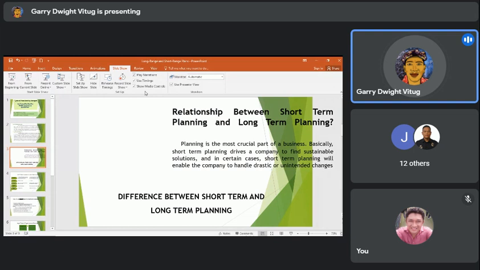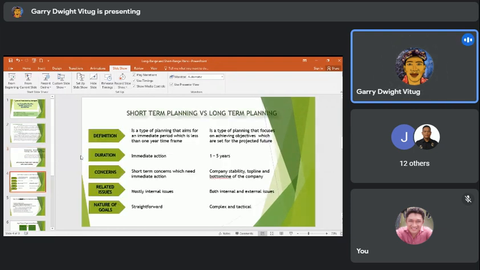So what is the difference between the short-term planning and the long-term planning po? So ito po yun. By definition po, short-term planning is conducted for immediate or short-term concern and its outcome is expected in less than a year or less than 1 year's time po. So on the other hand, long-term planning po drives the organization or company in a strategic direction where the stability of the company and long-term goals are evaluated in the projected future po.